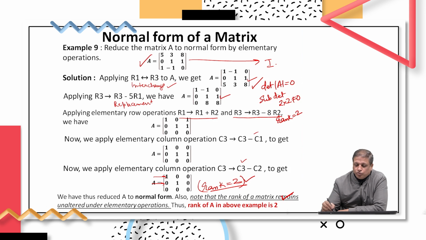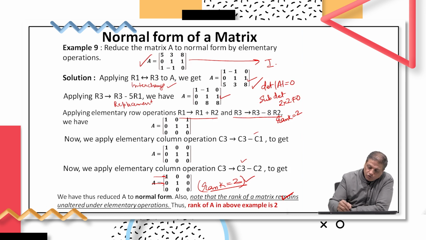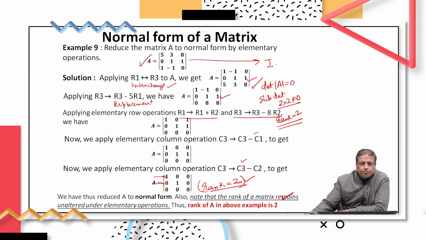Then you are supposed to find a subdeterminant whose value will not turn out to be 0. You just practice it and identify whether its value turns out to be 0 or not, and then you will see that the rank is equal to 2.